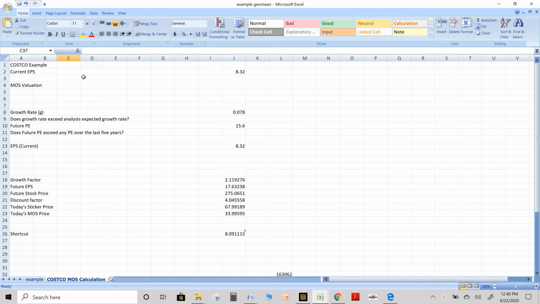a brief MOS calculation of Costco. And I'm just mostly going to be going over the mechanics here. Wanted to talk about the details. I've got my Excel template right here, and I'll walk through it step by step. It's really simple. I'll show you how to build your own, and we'll get started.